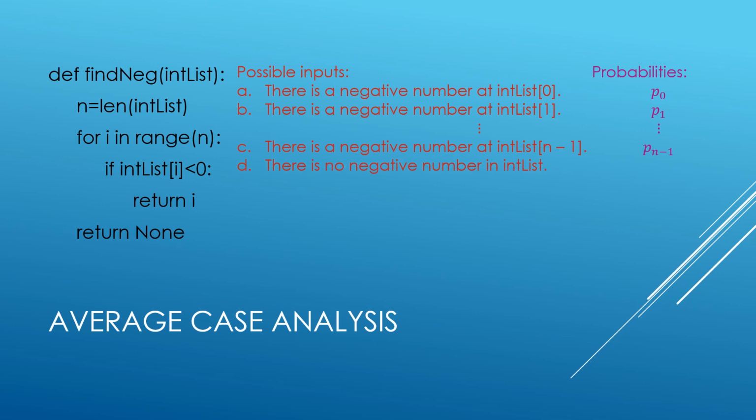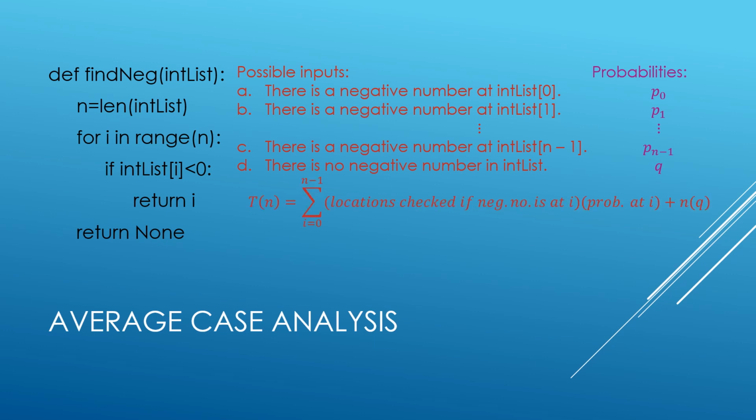Finally, there is a chance that there is no negative number in the int list, and let the probability for this be Q. How do you calculate the average case? You find the number of locations that you will need to access for a particular situation and multiply this number with the probability of that situation.